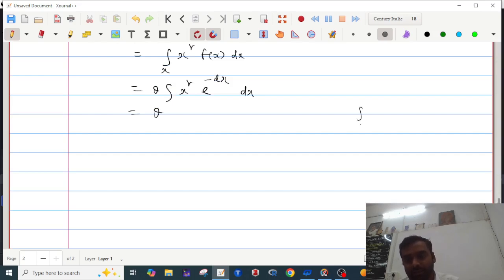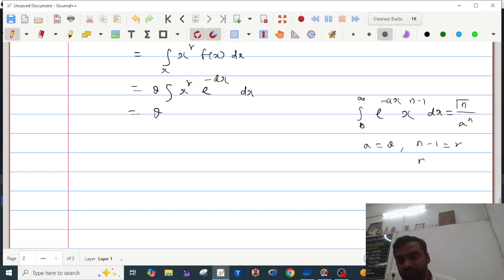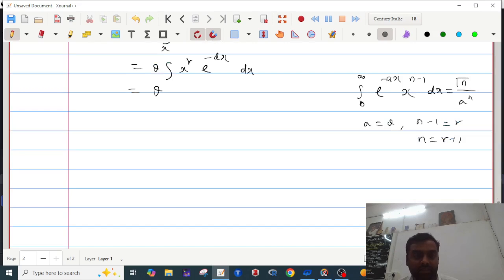Use the same gamma function formula: the integral of x raised to n minus 1 times e raised to minus ax is gamma n upon a raised to n. So here a is theta and n minus 1 is r, so n will be r plus 1. The limits of x are from 0 to infinity.